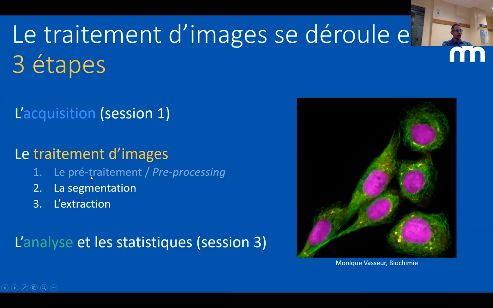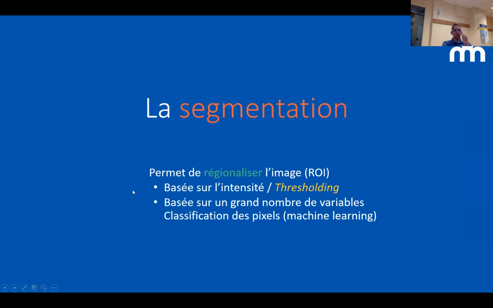So I talked about the pre-processing, which is a very important step, and this will be related to automation later on. But this pre-processing does one thing: it helps with the segmentation. So the second part is about segmentation. What is it? Well, it allows you to create sub-regions within your image. And these sub-regions are called ROI, or region of interest. Sometimes they are also called objects. So you're gonna define different objects within your image.